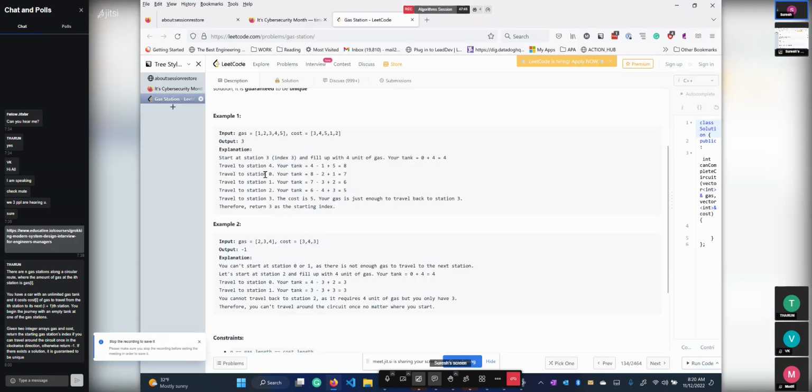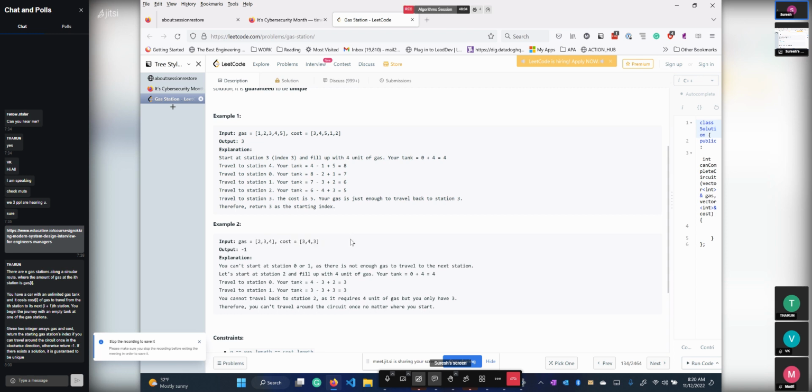So yes, they clearly explained all the steps here, and see the last one is the cost is 5. Your gas is just enough to travel back to station 3. You have 5 liters in your tank, and you just need to travel 5.